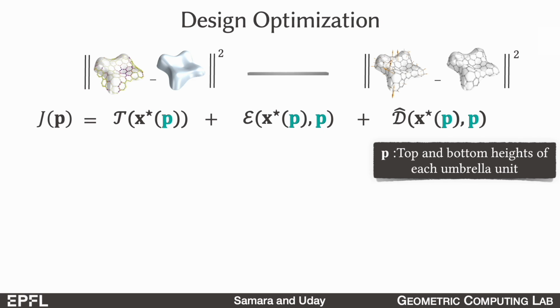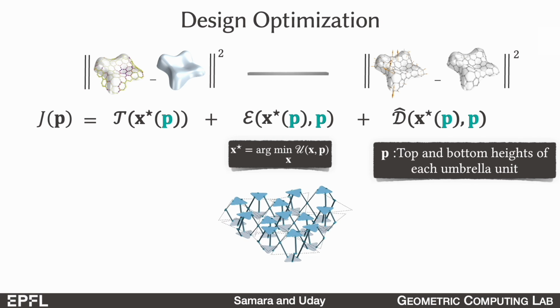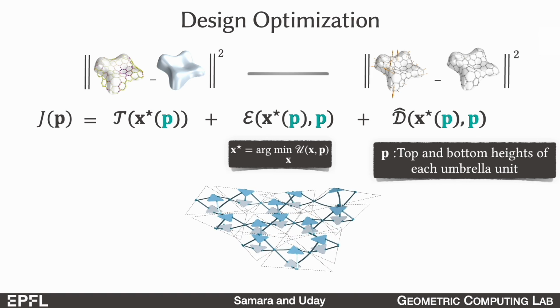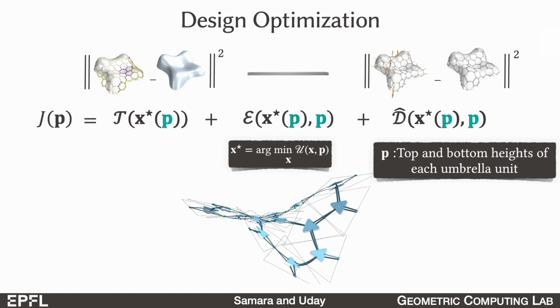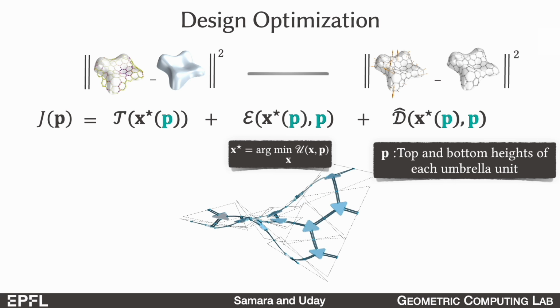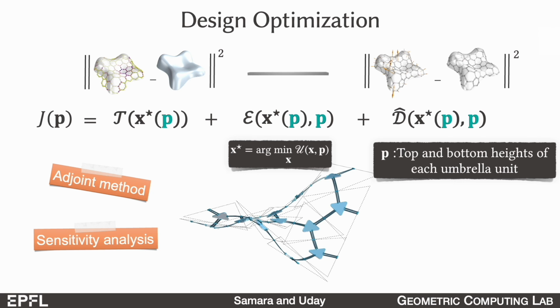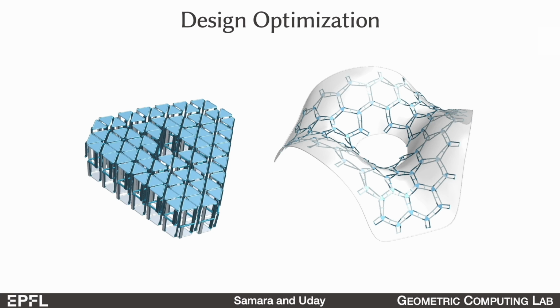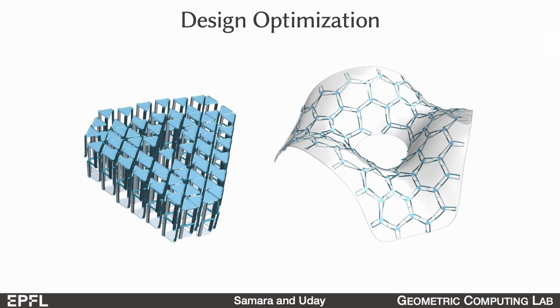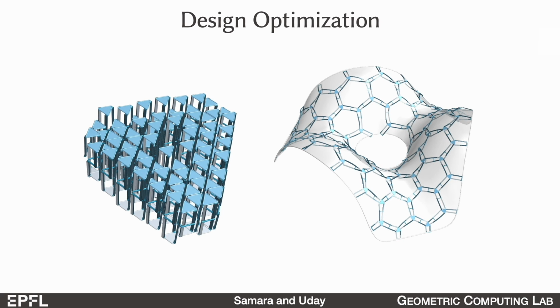The vector P contains the design parameters. X star here is the equilibrium state of the deployed structure defined by the current design parameters. To compute the objectives, we need to solve the equilibrium problem at each iteration of the design optimization. We use the adjoint method to efficiently compute the gradients of the objective and use second-order sensitivity analysis along with automatic differentiation to compute the Hessian vector products. With this derivative information, we apply Newton's CG to solve the design problem. Here is a time lapse of the design optimization process, starting with the unit cells initialized with conformal flattening. The optimization significantly improves the approximation of the target surface.